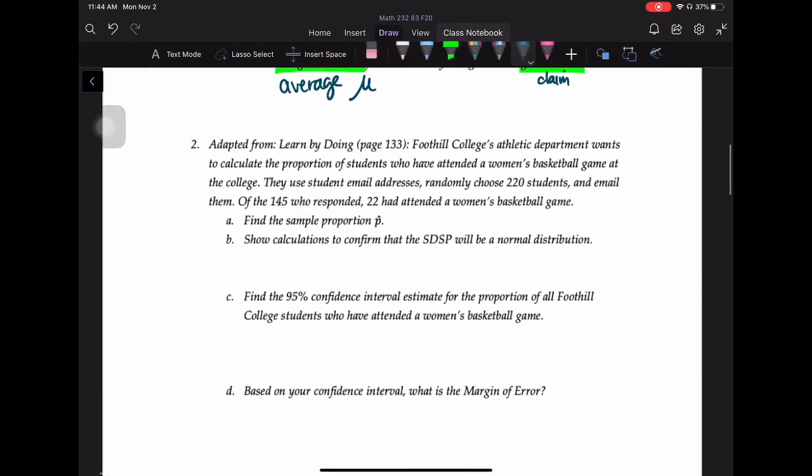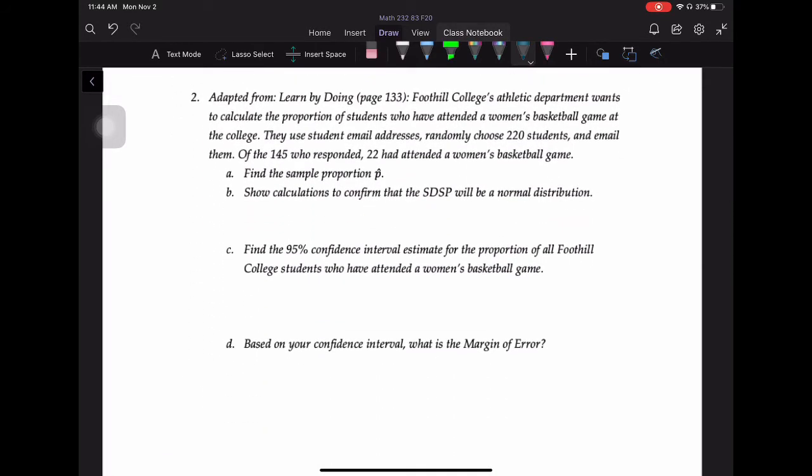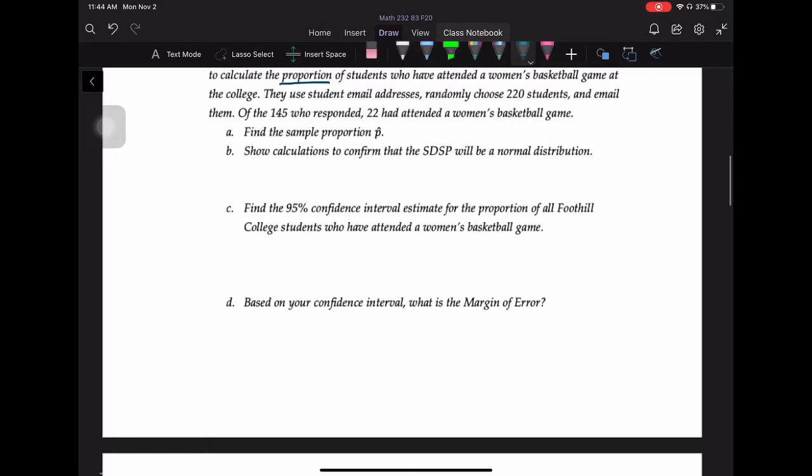Okay, let's answer some questions on the learn by doing. Foothill College's athletic department wants to calculate the proportion of students who have attended a women's basketball game at the college. They use student email addresses and choose 220 students and email them. 145 responded and 22 had attended a basketball game. Now, 220 was what they wanted the sample size to be, but due to non-response bias, we only have 145. That means that our N is 145. Don't be fooled by the two numbers. The sample proportion then, P hat, is equal to 22 out of 145 or 0.152.